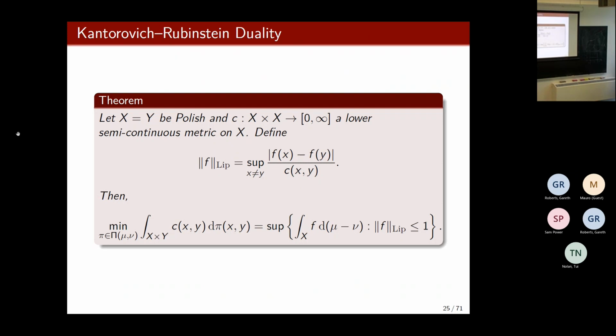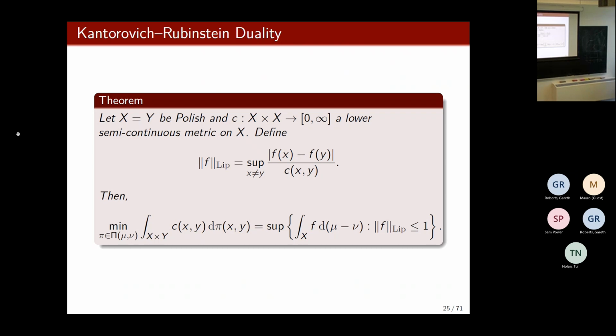Okay. So there is a second form of duality, which is the Kantorovich-Rubinstein duality. For this, we assume that x and y are the same space, and C is going to be lower semicontinuous, as it has been throughout. We define the Lipschitz constant for a function f with respect to the cost C as the supremum, with x not equal to y, of f x minus f y divided by C of x y. Of course, if C is just the Euclidean distance, this would be the normal Lipschitz constant. Now we're dealing in a more abstract way with a general cost C.